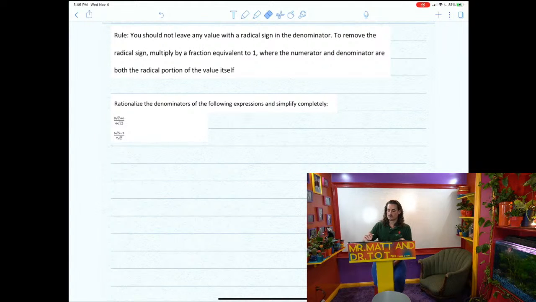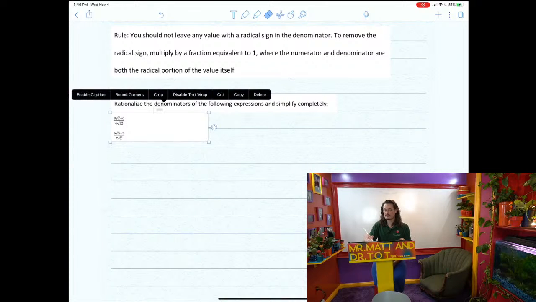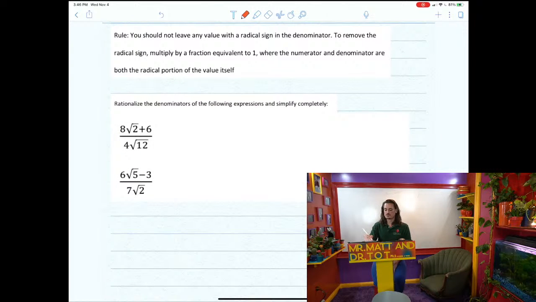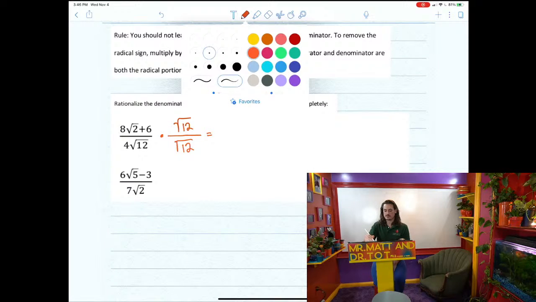So for example, if we look at this first value, let me make that bigger here. So if I multiply for the first value, for the first question, we'll do these together. I'm going to get rid of that denominator of root 12. So I'm going to multiply by root 12 over root 12. You need to make sure that you apply that equally to the numerator and to the denominator, and to all values in the numerator and denominator if there's more than one.